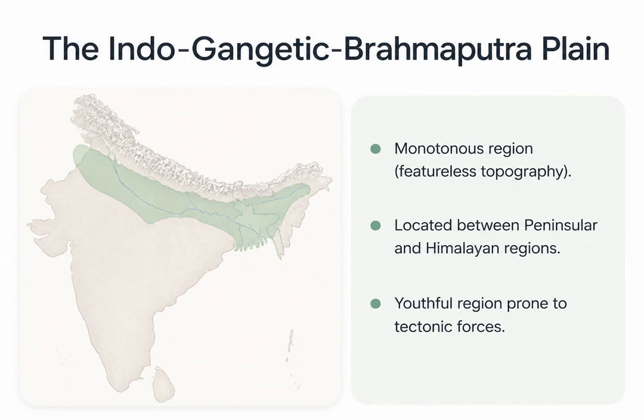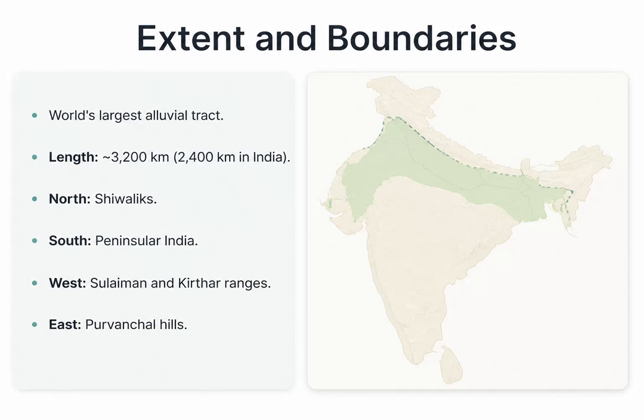The Indo-Gangetic Brahmaputra Plain is a massive, monotonous region, meaning it has a largely featureless, flat topography. It sits right between the ancient peninsular plateau to the south and the towering Himalayan mountains to the north. Geologically speaking, it is a youthful region, which means it is still actively being shaped by tectonic forces. This plain is actually the world's largest alluvial tract.